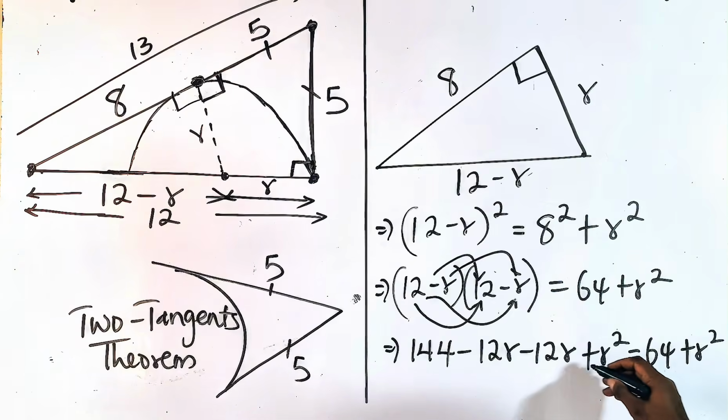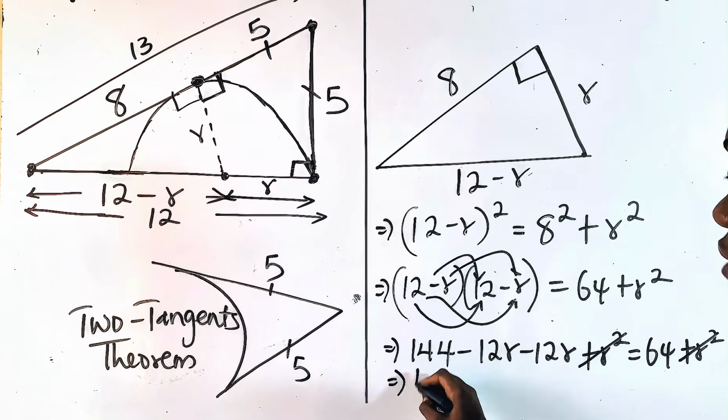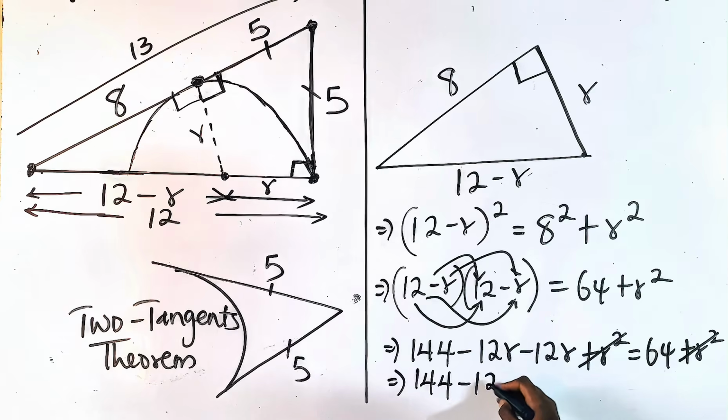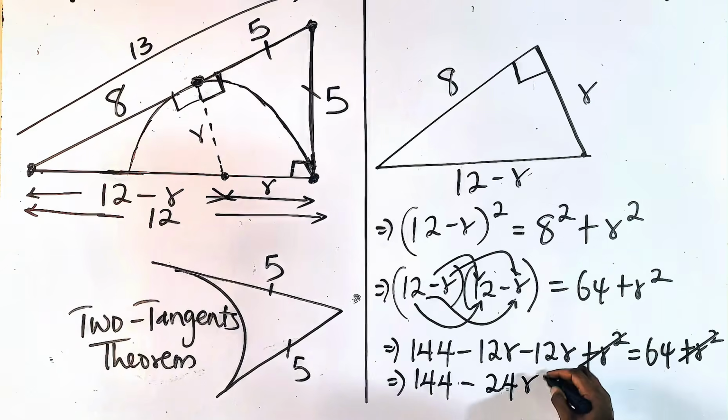Now what do we do? r squared can take care of this. So we are left with 144 minus 12r, and you can add these two. Let's add them. It gives us negative 24r is equal to 64. So let's solve.